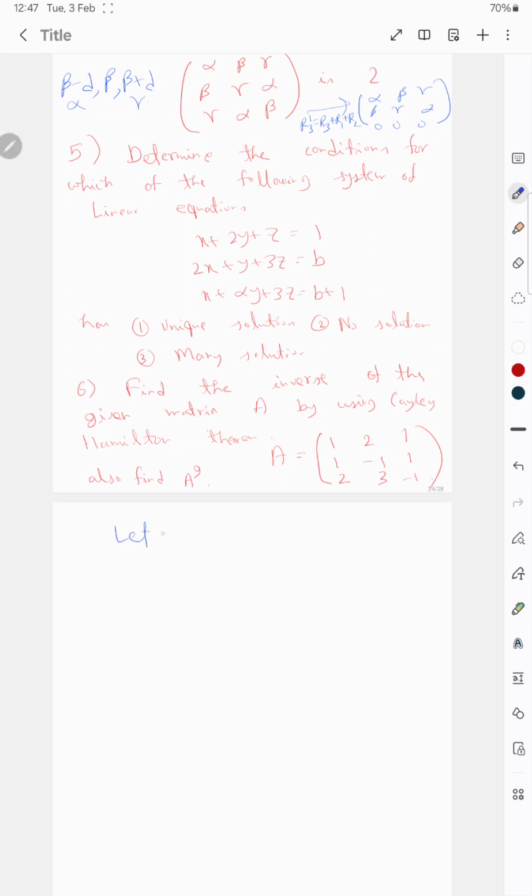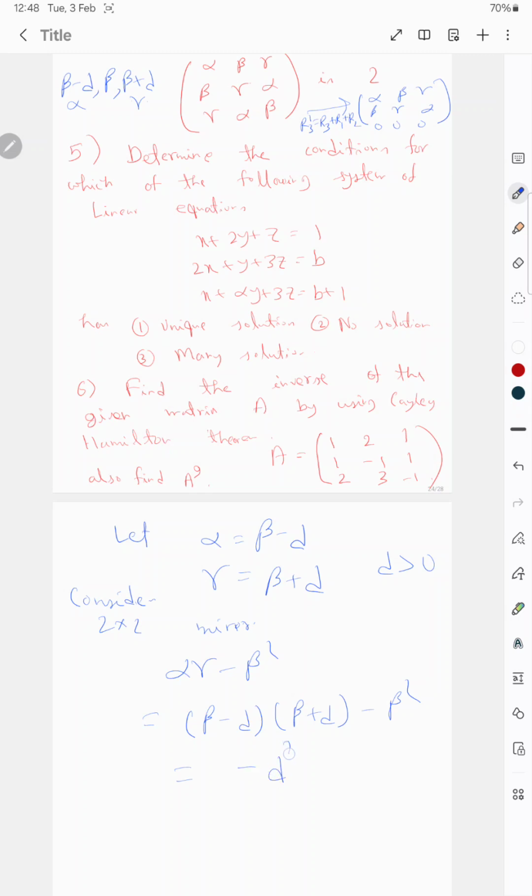So now you have to think that its rank is exactly 2. Let alpha be equal to beta minus d and gamma equal to beta plus d. Why am I considering this? Because they are in AP for d greater than 0. Now consider the second minor, the 2 cross 2 minor, alpha gamma minus beta square. So what you have, beta minus d into beta plus d minus beta square. So from there you will get minus d square, which is a non-zero quantity.